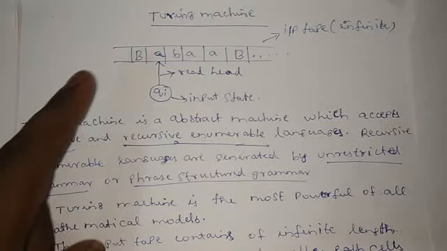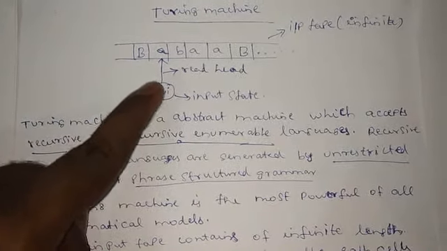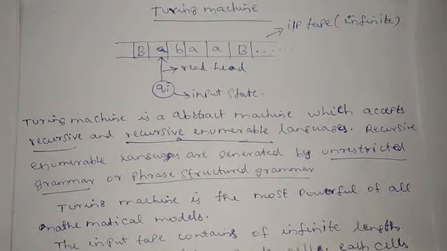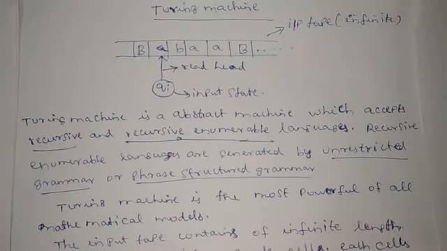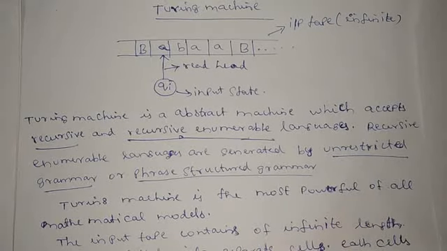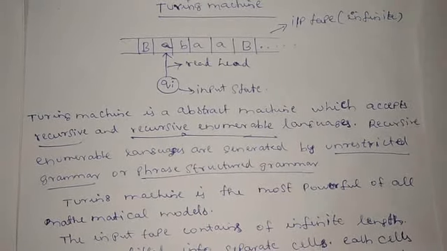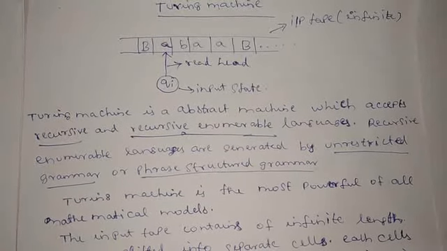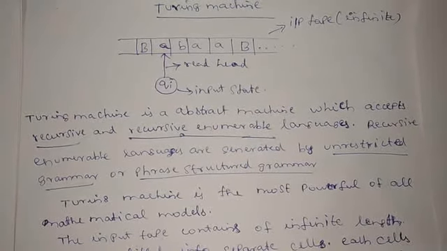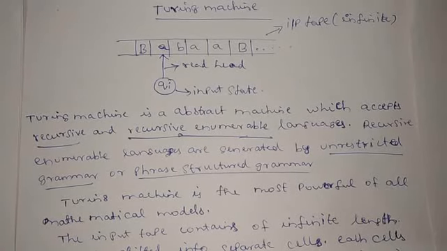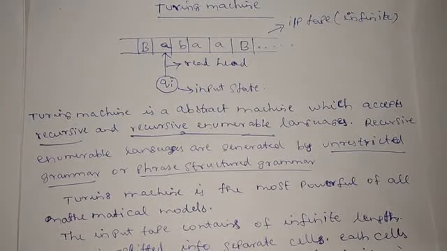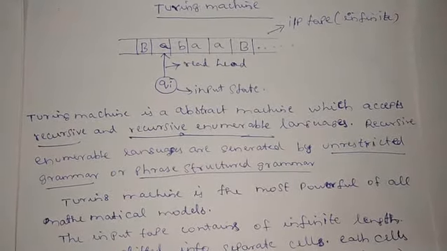And you can see there is a read head here. This is called a read head. This read head is capable of reading one symbol at a time, and the state is called the input state. So when you read a symbol using a read head, the state may remain in one state, or it can go to another state. So this state is called the input state here.